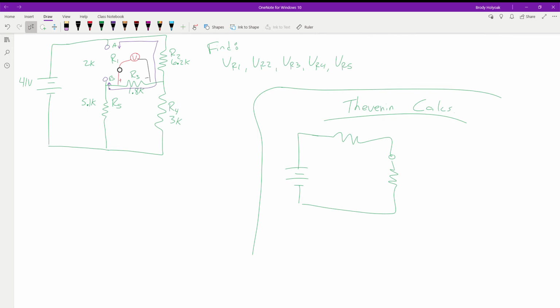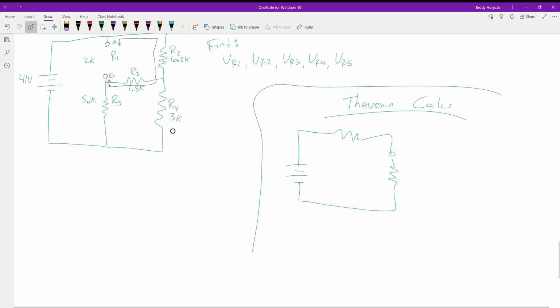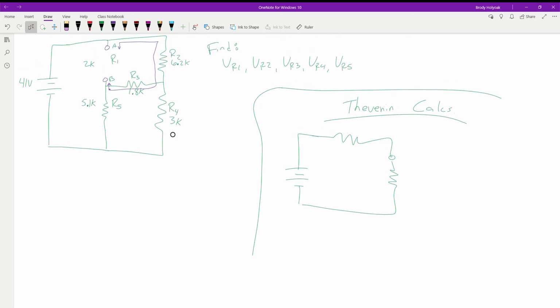So our circuit looks like this. So all we're going to have is positive to negative, positive to negative, positive to negative, positive to negative. Yep, we're still going to be using voltage divider. So, going through to solve for our V Thevenin.